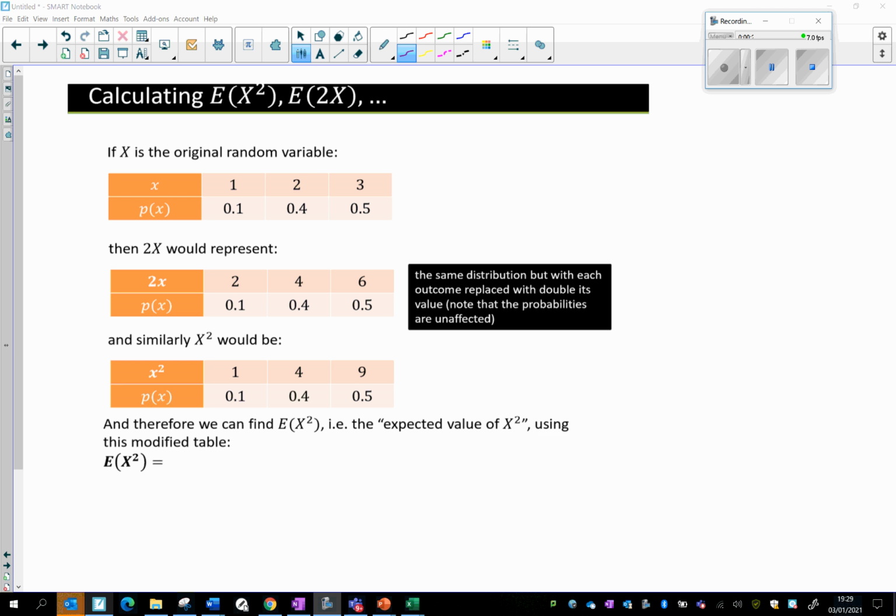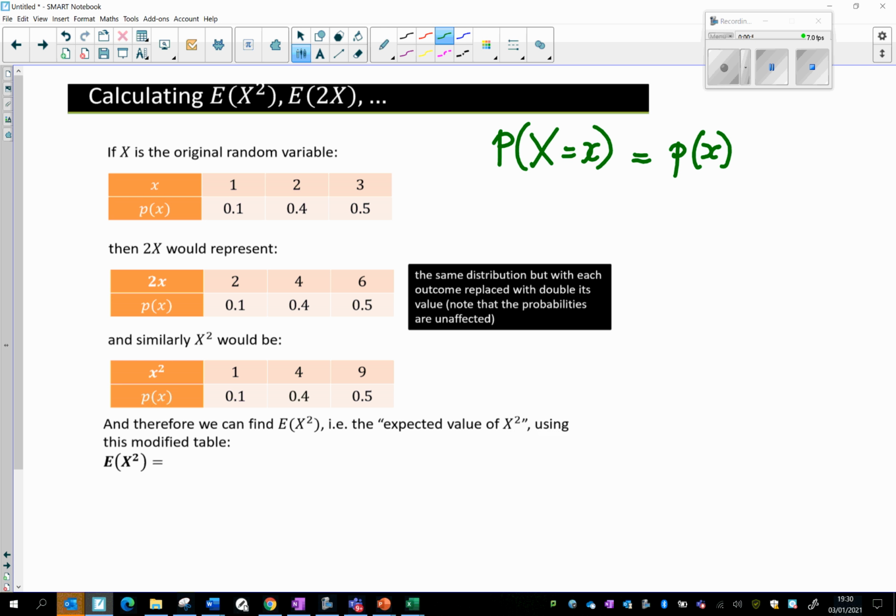If we look at the original table here, we have the discrete random variable X, which can take values of 1, 2, and 3, and the probability of each of those values is 0.1, 0.4, 0.5. Notice we sometimes shorten the probability. Instead of writing the probability that big X equals little x, we sometimes just shorten that to little p of x. It's just a quick way of writing the same thing. So the probabilities of each of those values of the discrete random variable are 0.1, 0.4, and 0.5.